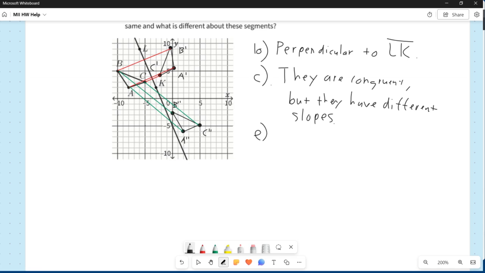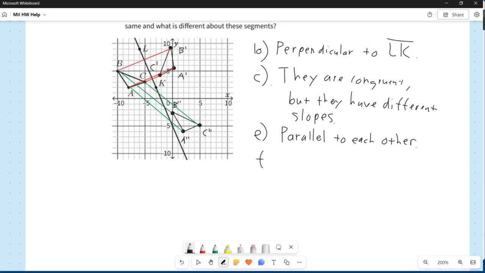Well, what do we notice? Well, they're all parallel. Those green lines are never going to intersect. Each point's been shifted the same amount. So the slope is the same, and if the slope is the same, that means that they are parallel. So for E, we can simply say that they are parallel to each other. Okay, nice.